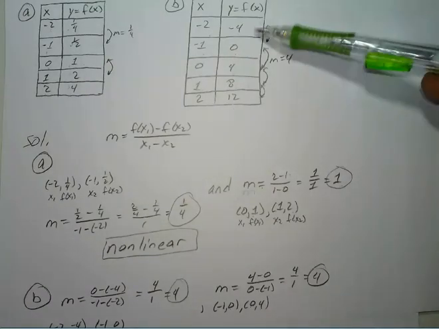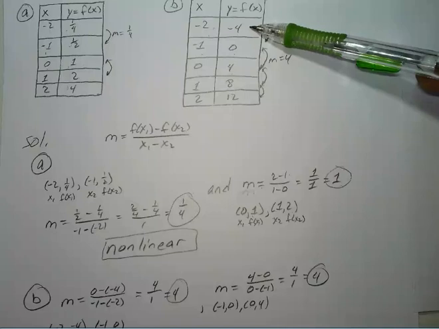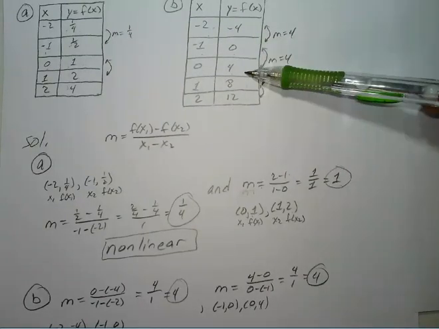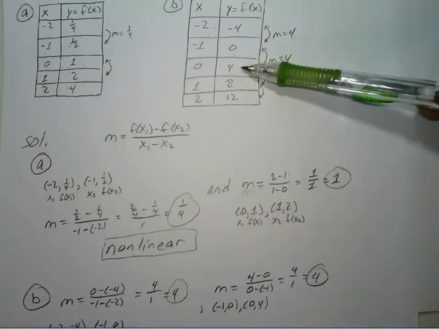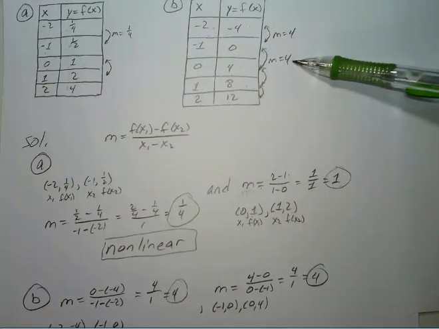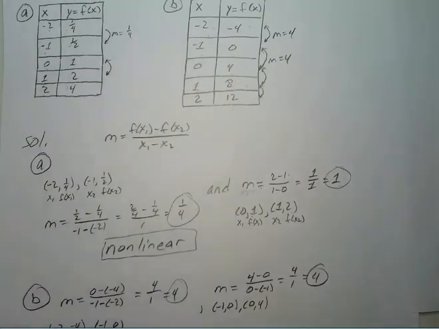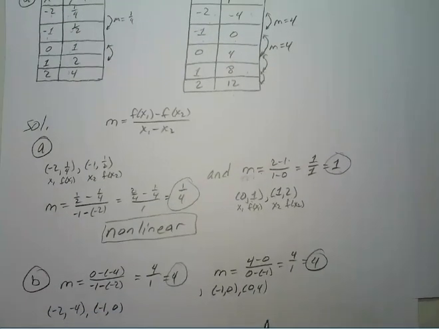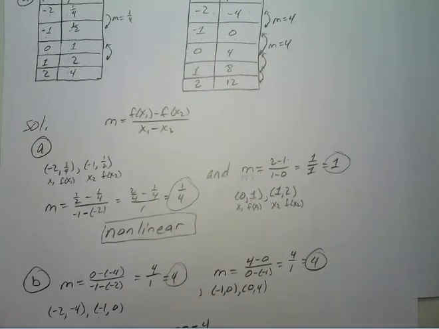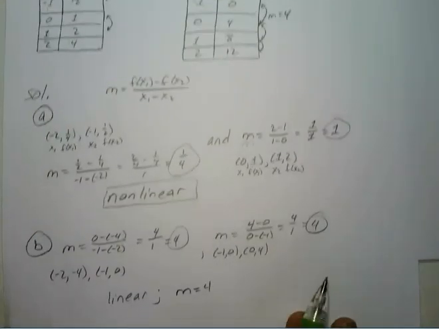Okay, so you see here, your x values are all increasing by 1, and your y values from -4 to 0 went up by 4. From 0 to 4, it went up by 4. From 4 to 8, it went up by 4. From 8 to 12, it went up by 4. So your slope is 4 throughout all of B. Well, it's linear, we know that. And your slope is equal to 4.